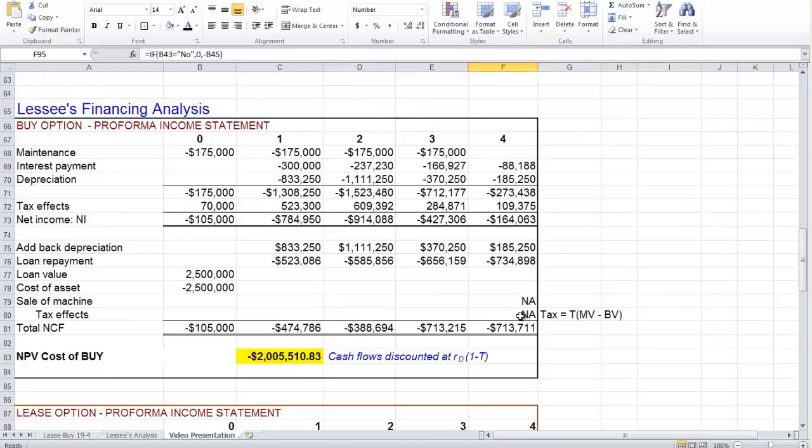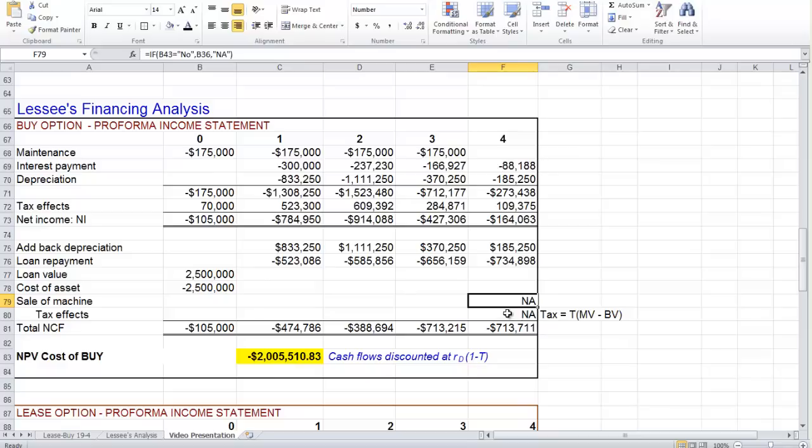And of course, if you go back here in the buy option, you'll see that the sale of the machine would no longer apply, because if you borrow money to buy this equipment, that means you intend to keep using it beyond the 4-year period. So at the end of 4 years, you still continue to use it. You're not going to be selling it and dealing with tax issues.